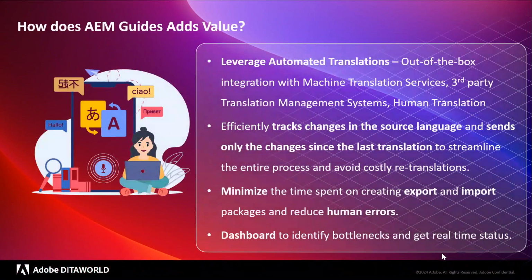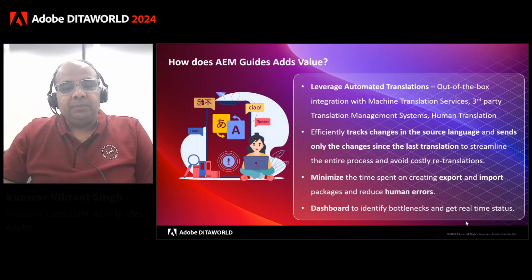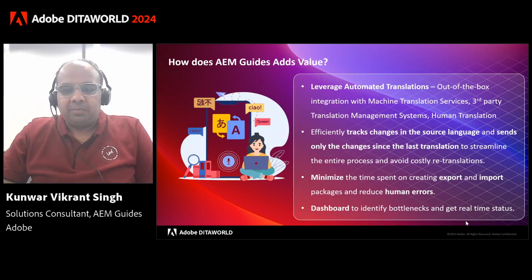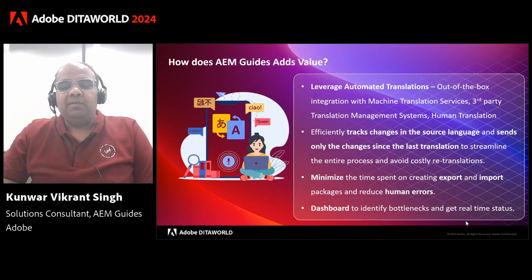AEM Guides leverages automated translations, which we have seen, where AEM Guides has out-of-the-box integration with machine translation services and third-party translation management systems as well. In case some organization needs to have a human translation, maybe with the help of external agencies, that is also supported with the help of import and export of various kinds of formats.